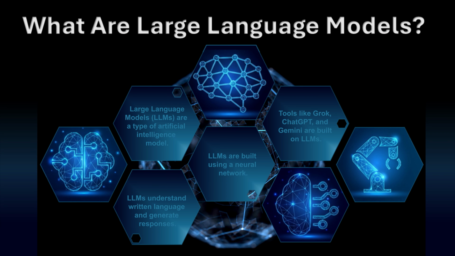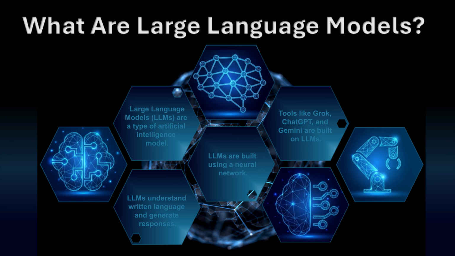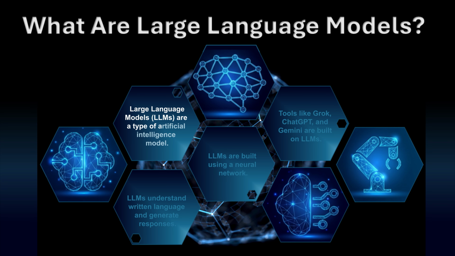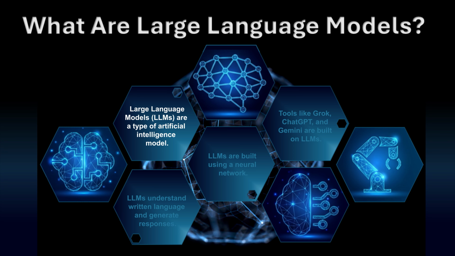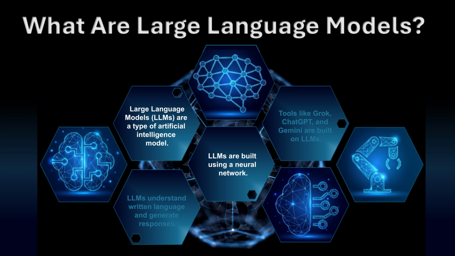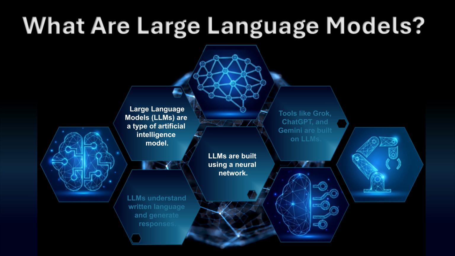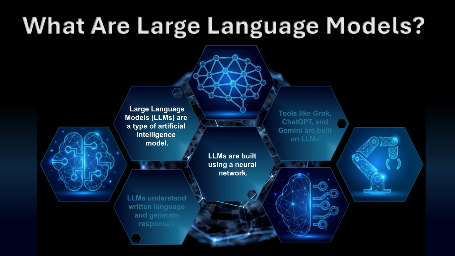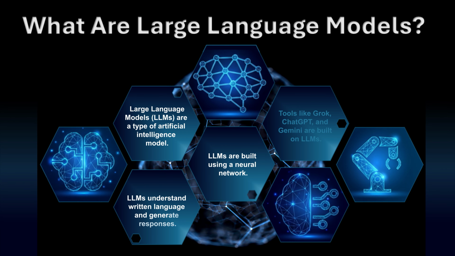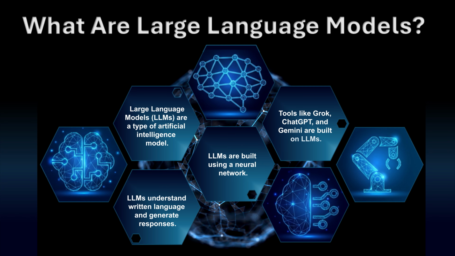There are a few key concepts that need to be defined during this series. The first one is, what are large language models? Large language models, or LLMs, are a type of artificial intelligence model. LLMs are built using a neural network. They are trained on massive amounts of text. A neural network is a computer model inspired by the human brain. It can learn patterns in language. Because of this, LLMs understand written language and generate responses. Tools like Grok, ChatGPT, and Gemini are built on LLMs.